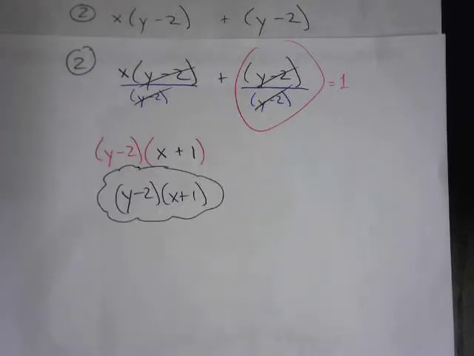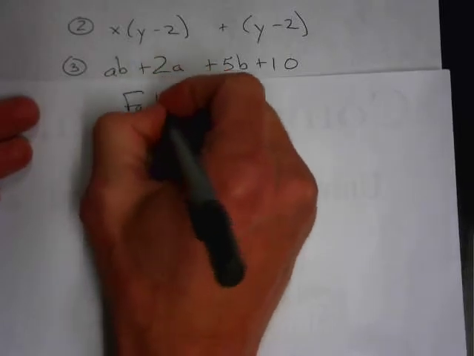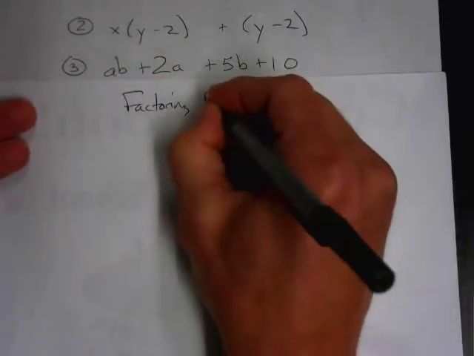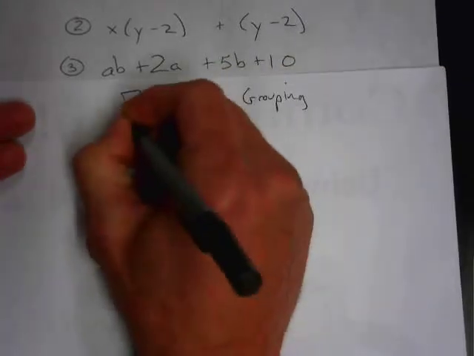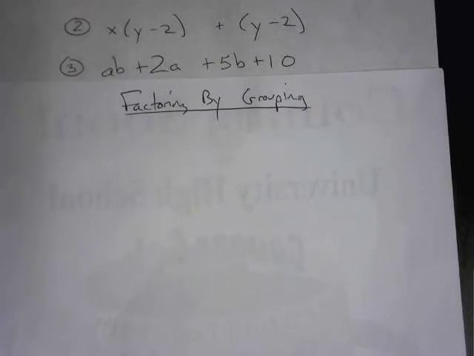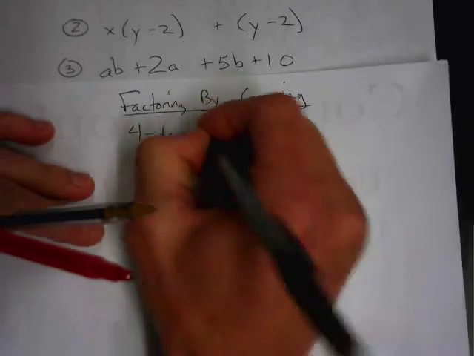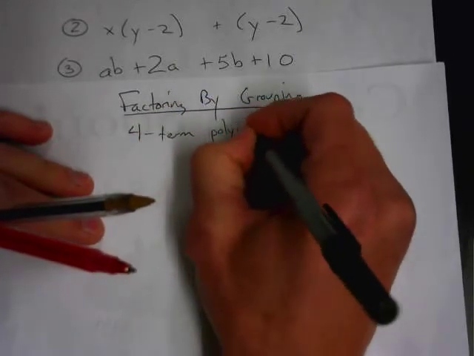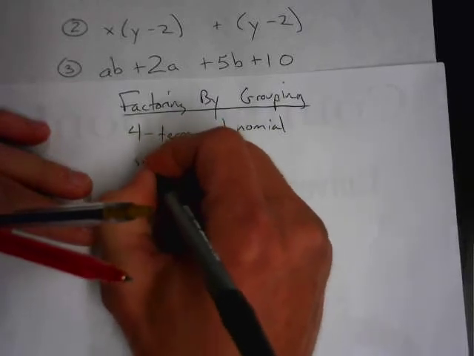So now we have that skill down. So what exactly is factoring by grouping? Factoring by grouping normally occurs when you're looking at something with 4 terms. And so if you see 4 terms, it's something you might want to try. Factoring by grouping is basically taking a 4-term polynomial and separating it into 2 terms, and then seeing if you can factor those.